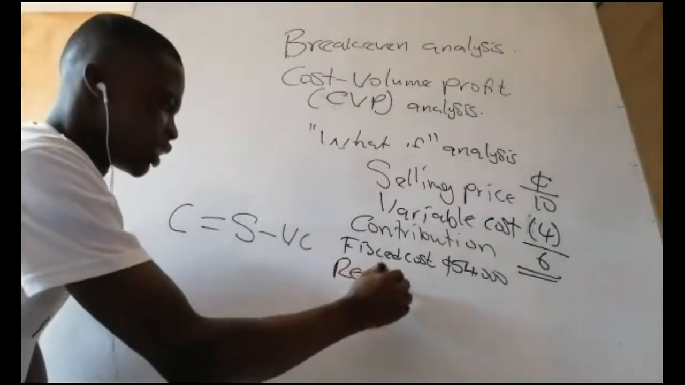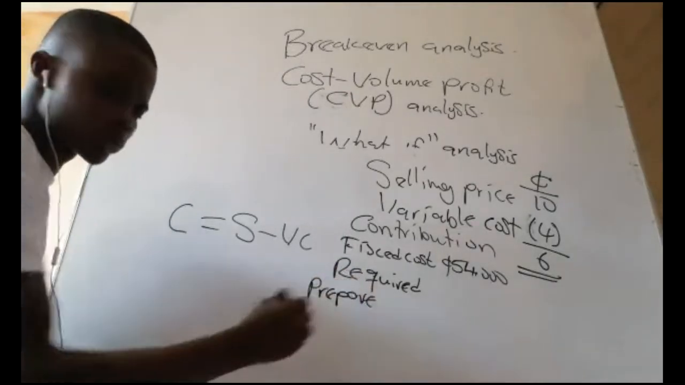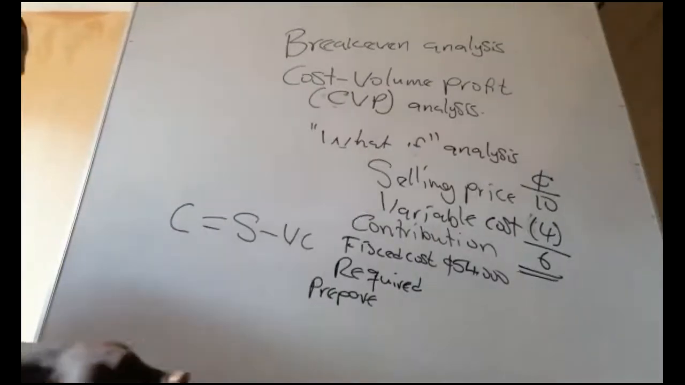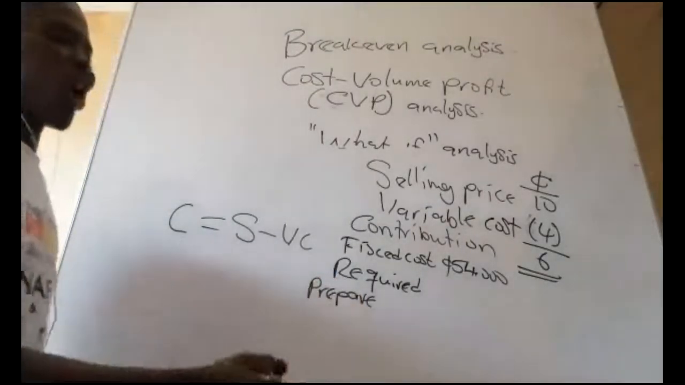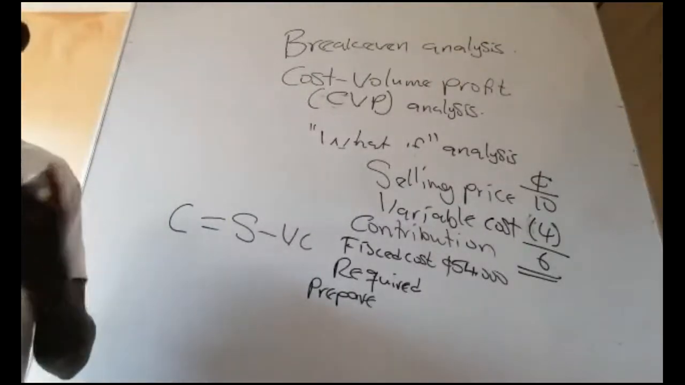Required. Prepare income statement if the company produces 8,000 units. So prepare the income statement or operating statement or profit statement. They mean the same thing, no? Income statement, profit statement. This is a management topic, so we use the management terms.